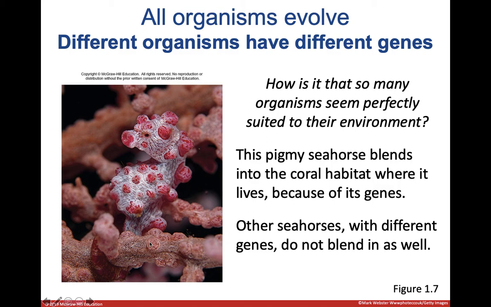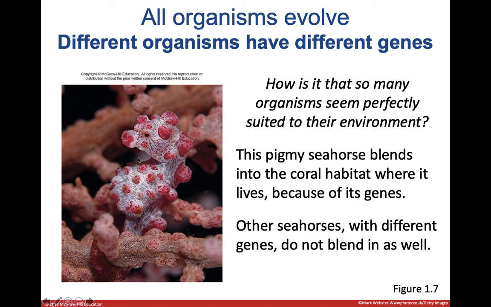And what happened is when it started to blend in, it didn't get eaten. And the pygmy seahorses that blended in better didn't get eaten either. So they all started to interbreed with one another, which eventually produced seahorses which blend in extremely well. Now, they didn't choose to be camouflaged. Evolution didn't make them become camouflaged. It just worked on the natural differences between the organisms that were out there.